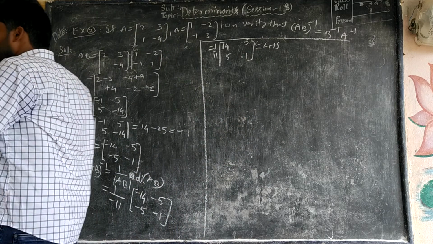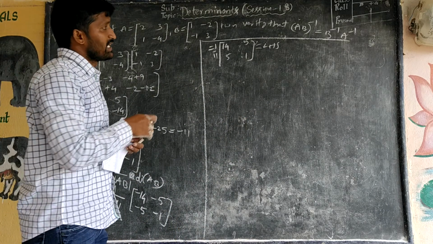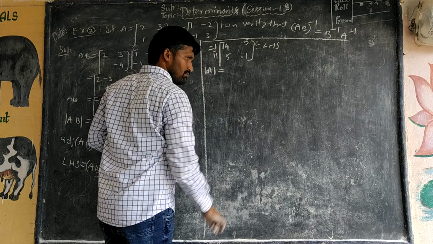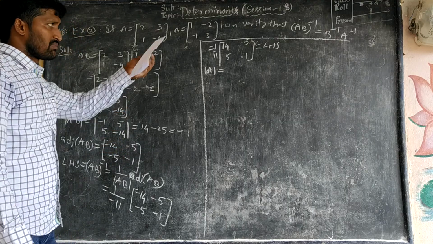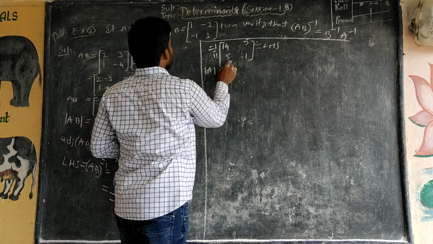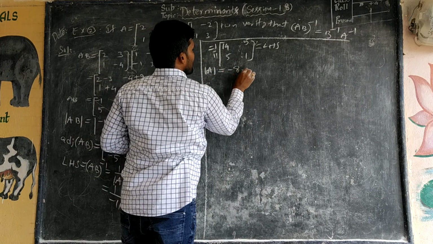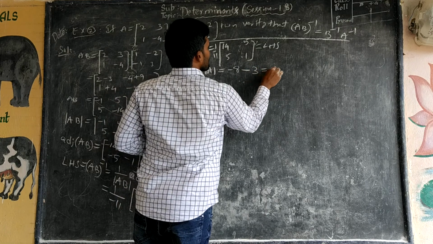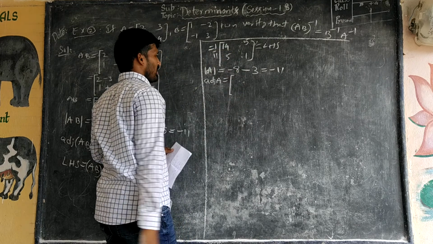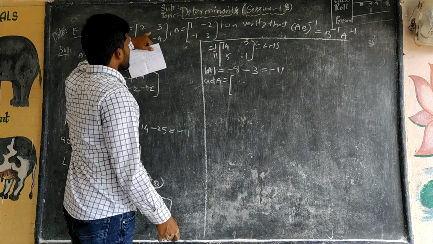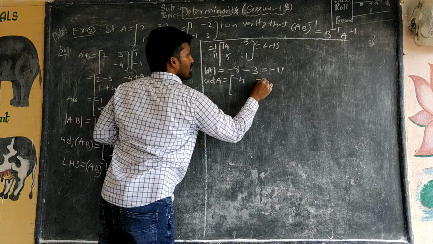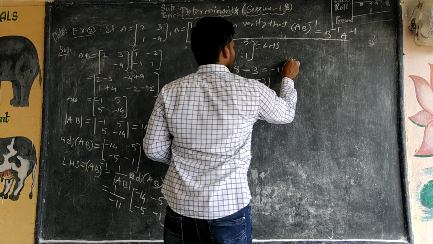Coming to the RHS. For the RHS, what matrices are required? We need A inverse and B inverse also. For A inverse, first find the det A value. If det A is equal to 0, the inverse of A cannot be found. Not equal to 0, we can find it. The det A value: 2 into minus 4, minus 8, minus 3. It is minus 11. Next I am writing the adjoint A matrix. How to find the adjoint of a 2 by 2? Interchange the diagonal elements: minus 4, 2. Change the sign for the others: minus 3, minus 1.